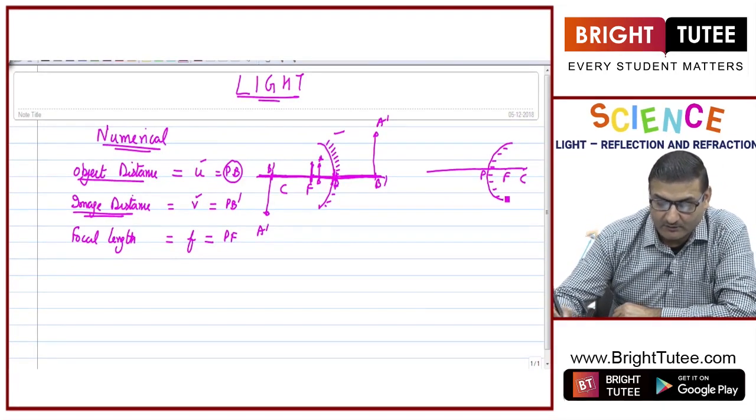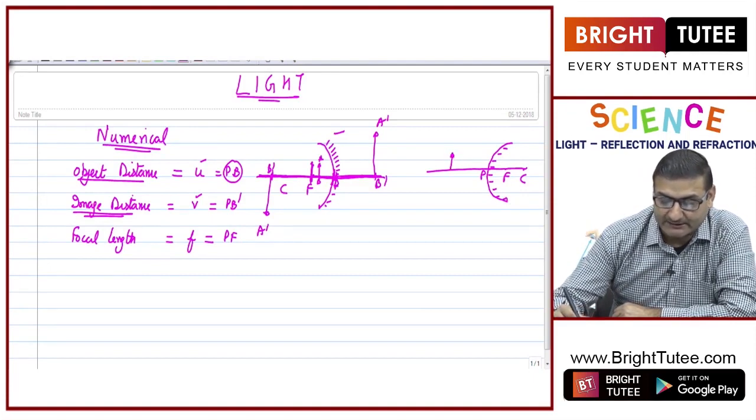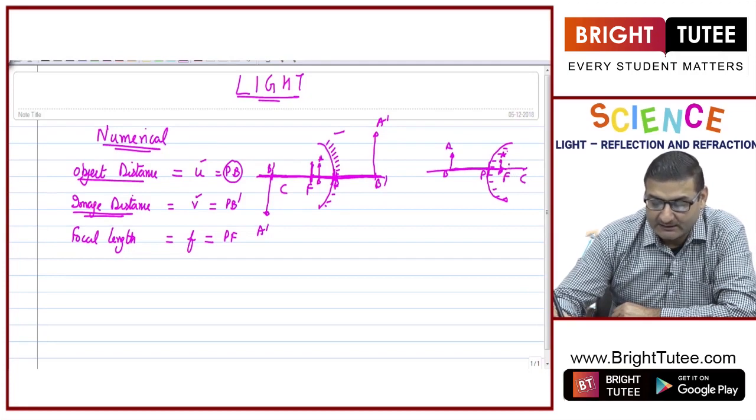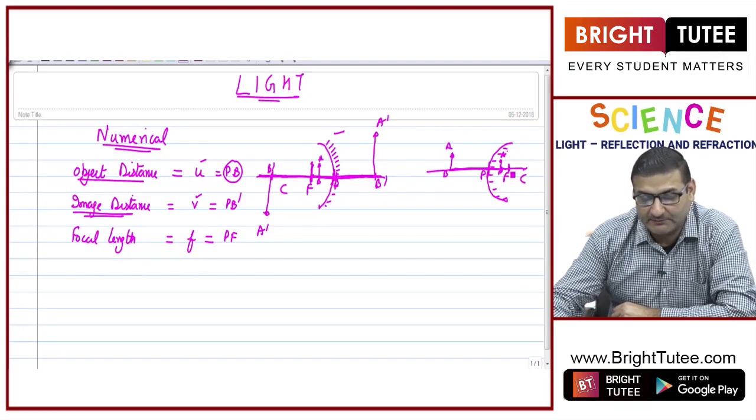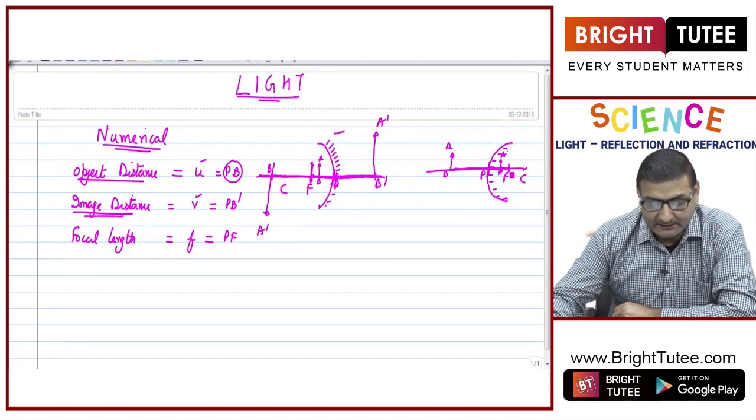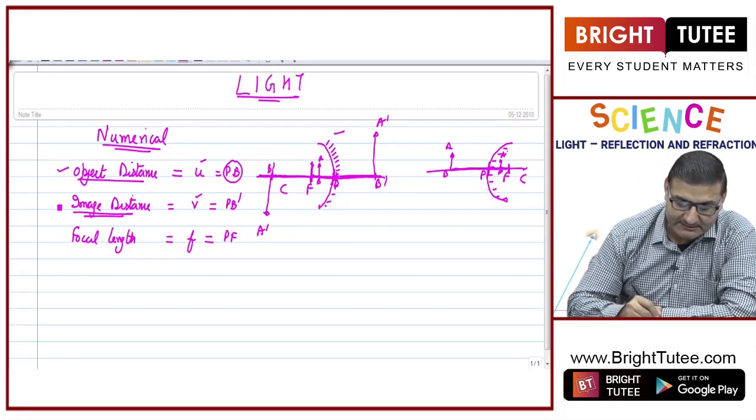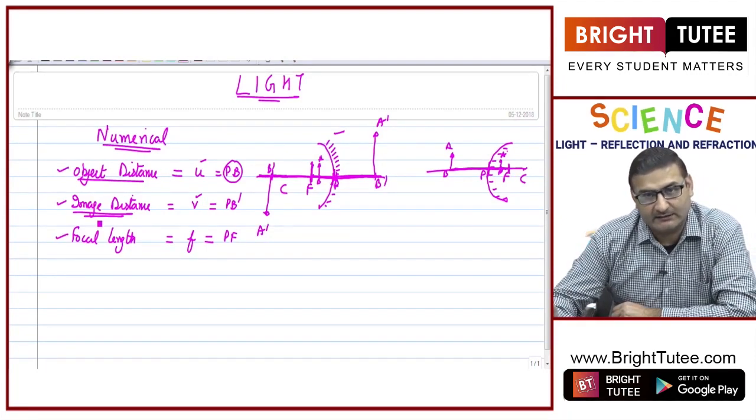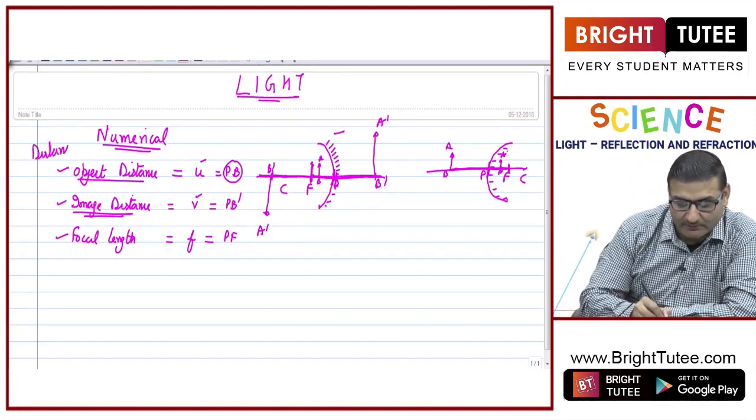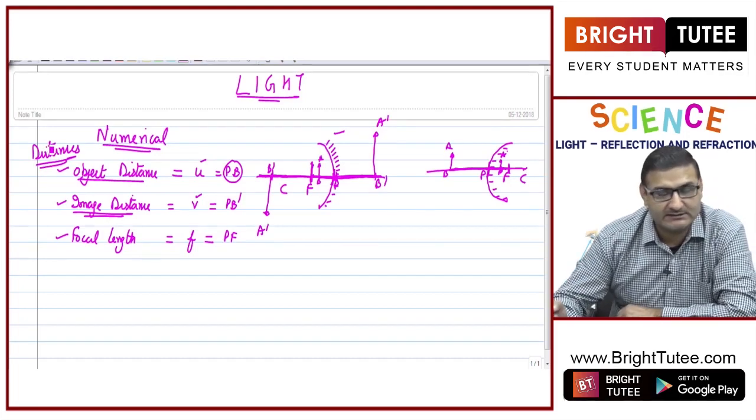In the case of a convex mirror, if we have taken an object AB, similarly P to B will be our object distance. The image was formed here somewhere. This was our image A dash B dash. P to B dash was our image distance, and the focus was formed here on the right hand side behind the mirror. From the P point to F point, this will be our focal length. Right. So, we should be aware of these terms: object distance, image distance, and focal length. These are the three distances that we have talked about.